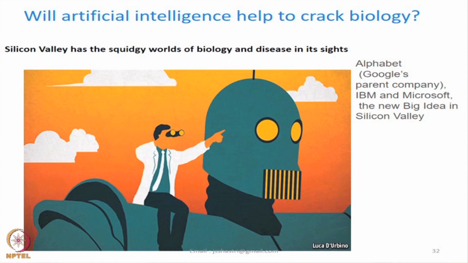This is the last part of my presentation, something which I thought was important to you people and for us, and that's where we could bridge the gap of artificial intelligence. Would it help to crack biology? As I understand, there are lots of companies working on this project: Alphabet, IBM, Microsoft, all the big companies in the Silicon Valley.